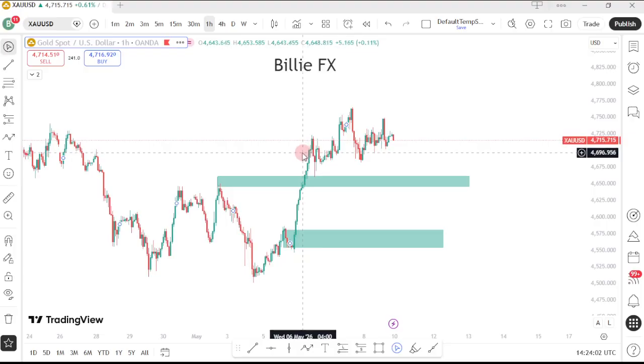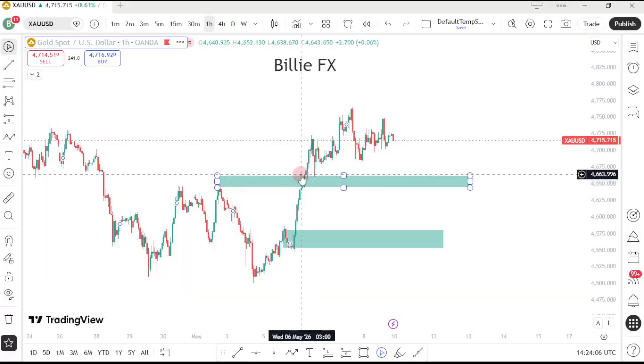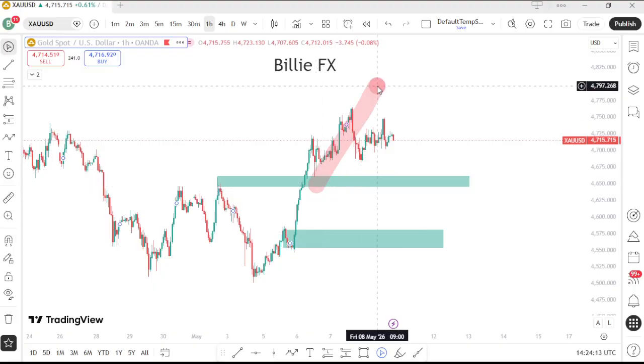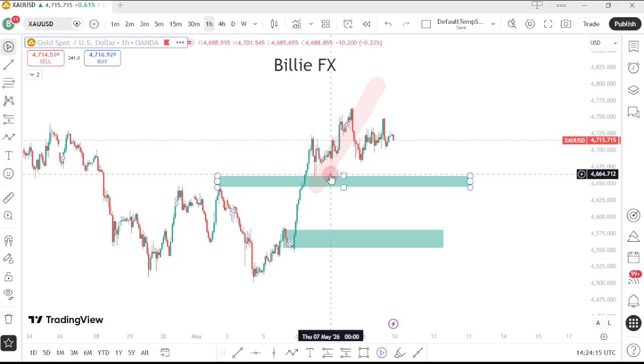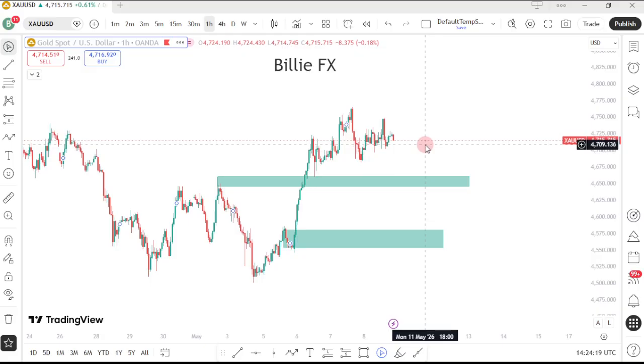So around this time was 6th May. Let me just adjust this thing. Around this time was 6th May, right? When gold was visiting the first area of interest, where we expected the market to at least rise. This was the first area of interest, and that was around 6th May, right? Wednesday, 6th May. Now let's look at the dollar index.